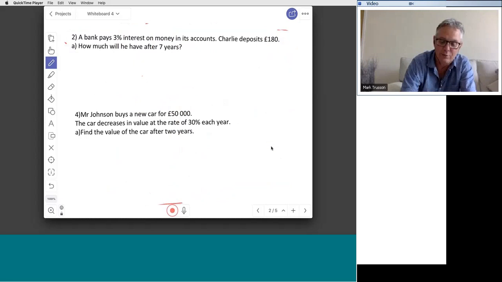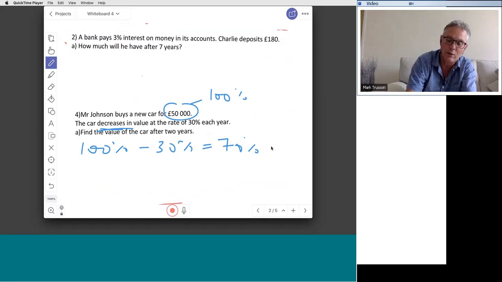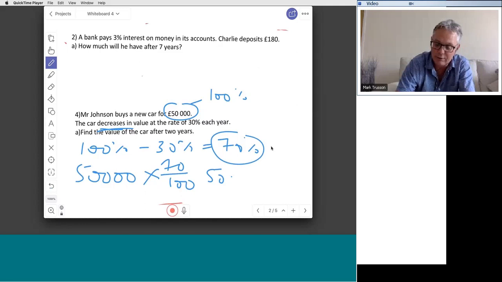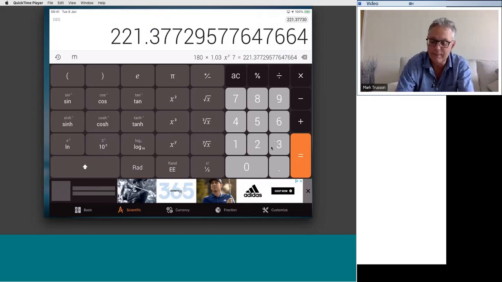Okay, and we're decreasing it, so take away 30%. So what have we got? We've got 70%. So we now are going to take our value and multiply by this 70%, which is 70 over 100. I'll reorder that so I get the decimal, 70%, which is 0.7, you know that, just to illustrate that. And then we've got one calculation.